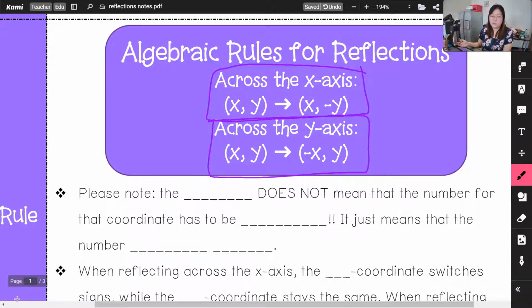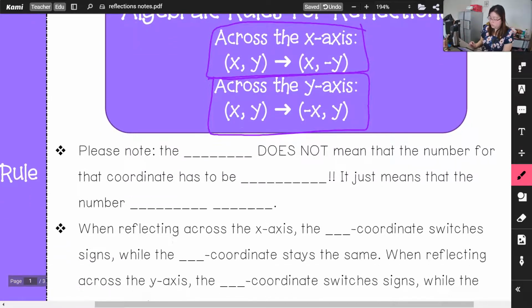Okay? Here's something important to note. The negative sign does not mean that the number for that coordinate has to be negative. It's not always going to be negative. That negative sign just means that that particular number changes signs.